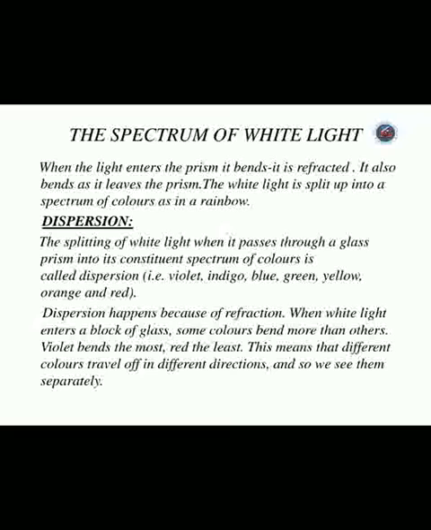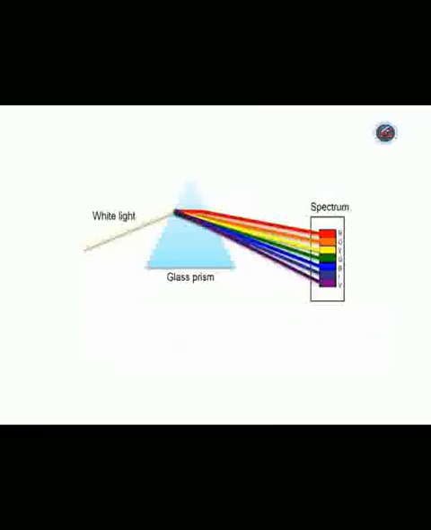When white light enters a block of glass, some colors bend more than others. Always remember, violet bends the most, whereas red bends the least. This means that different colors travel off in different directions, and so we can see them separately. The most familiar example of dispersion is probably a rainbow, in which dispersion causes the spatial separation of white light into components of different colors.